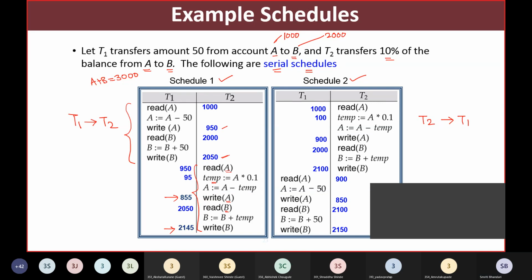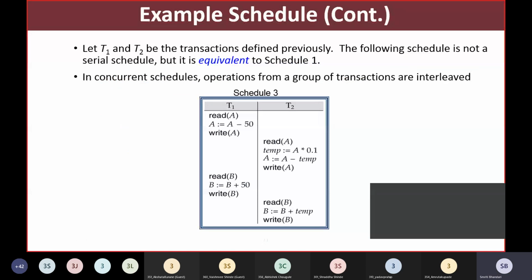Right? Now, let us proceed with one more schedule, and that is the concurrent schedule. Right? So, see this schedule number 3. This schedule is not the serial schedule, but it is the concurrent schedule. And why are we saying that this is a concurrent schedule?